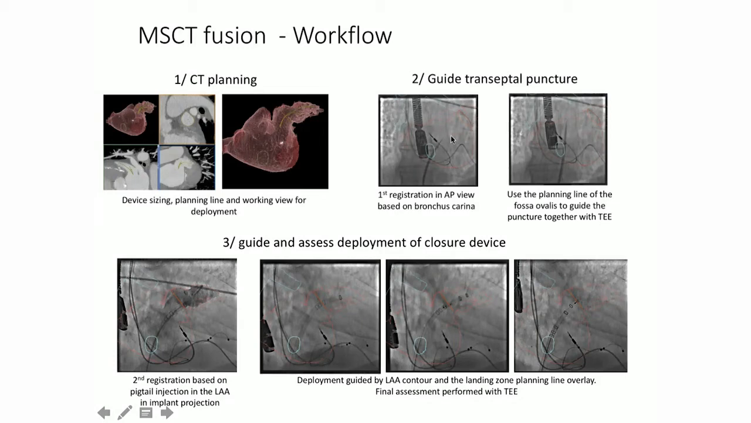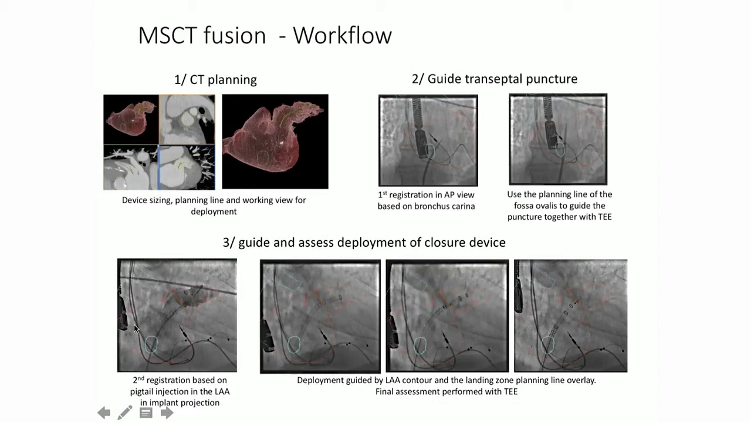We then do our transeptal puncture. We use the planning line, as you can see here, of the fossa ovalis to guide the puncture along with TEE. So this puncture is always performed very safely. Next, we go into our implantation view. If you recall correctly, in this specific patient, it was RAO30 cranial 5.